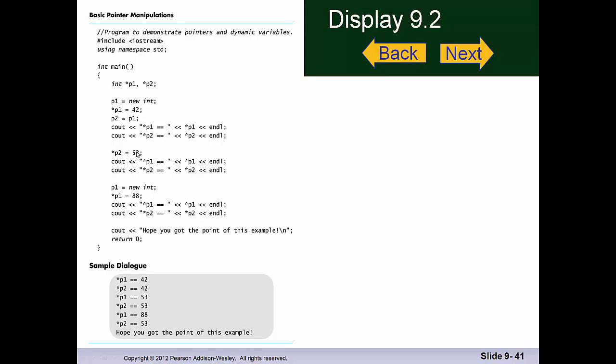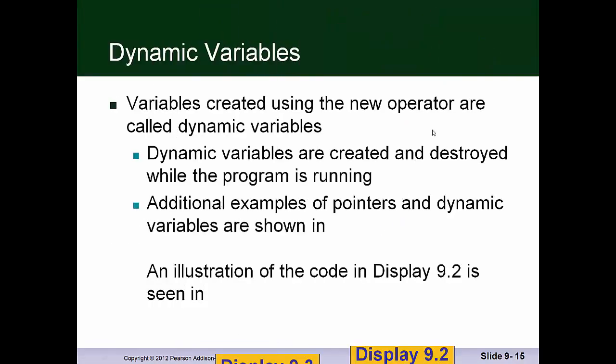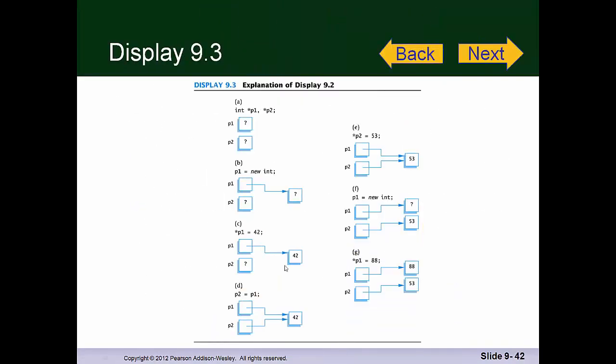Then they change the value that asterisk p2 points to, which again is the same thing that p1 points to. Then they set p1 equal to another new integer, and then they set that equal to 88. And then when they display p1 and p2 this time, now p2 is the only pointer that points to this original integer that we created here, and then p1 now points to this new one. So this is a graphical representation of that.